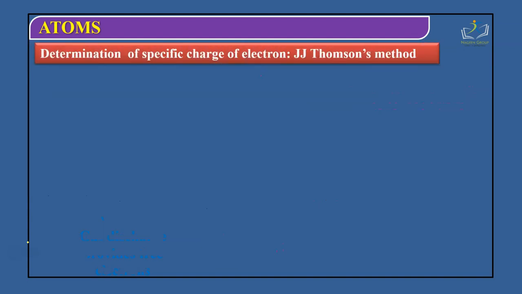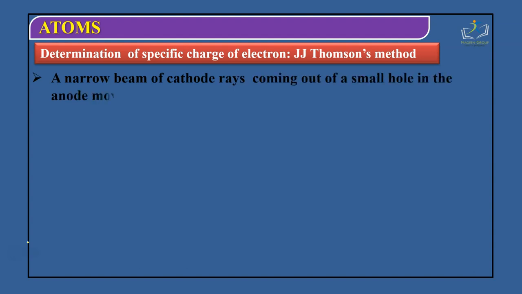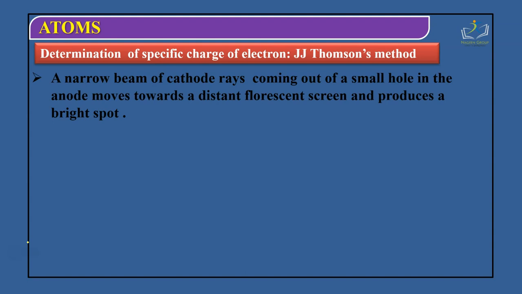From this complete experiment, what we conclude is the determination of the specific charge of the electron, which is given by J.J. Thomson's method. A narrow beam of cathode rays coming out from a small hole in the anode moves towards a distant fluorescent screen and produces a bright spot.